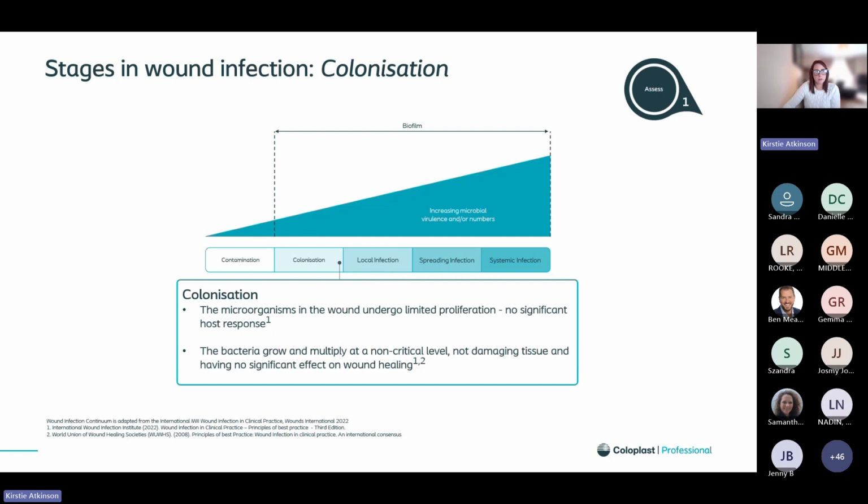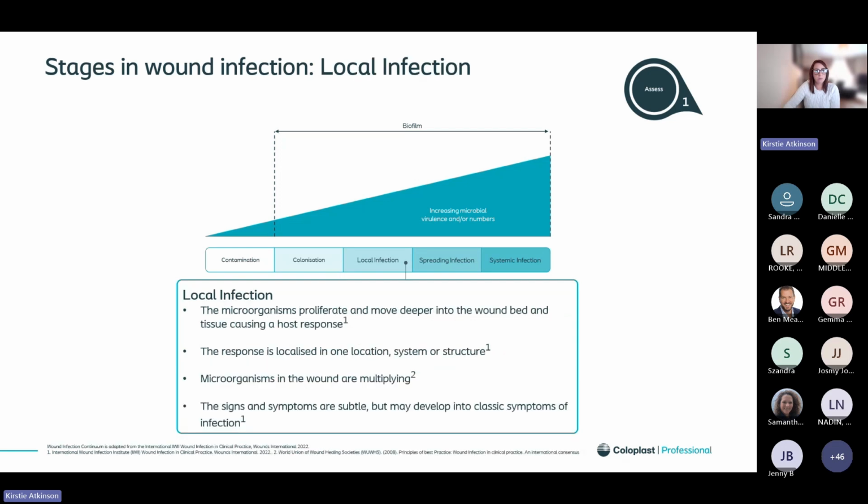As you can see, the triangle's slightly widening, and there is a little bit of spreading, a little bit of proliferation, but there's no host response yet. Your body is still able to fight off the bacteria and microorganisms that are there. They are starting to grow, but they're not at a critical level. They're not damaging the wound, and at this point, there is no significant effect on wound healing. However, we need to start being mindful and looking for the signs and symptoms of a biofilm in order to act early and stop the wound from tipping into a wound infection.